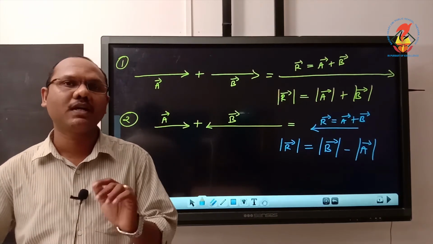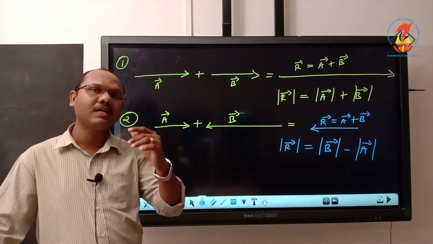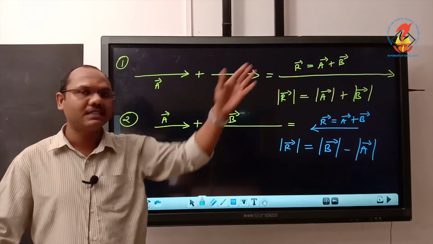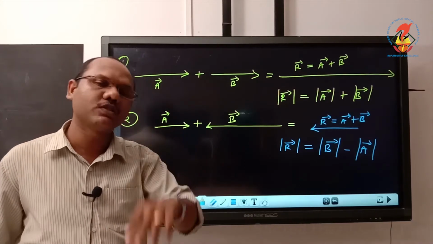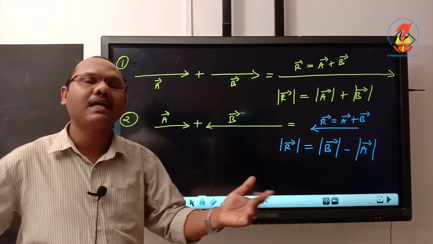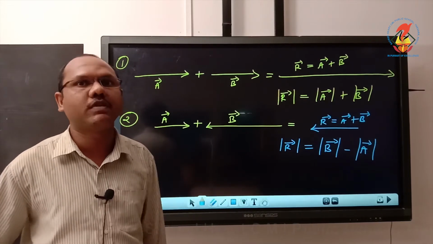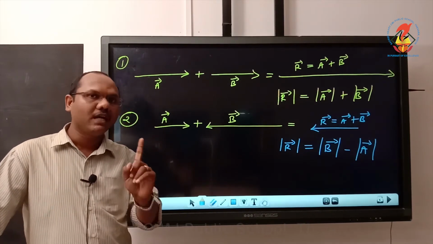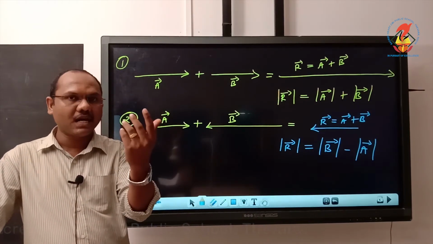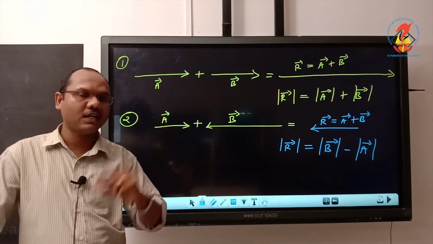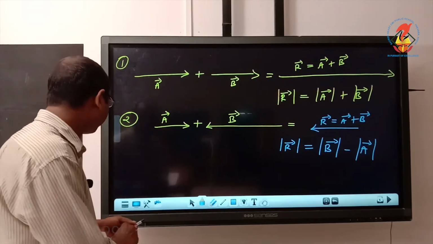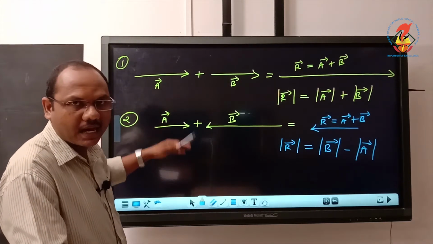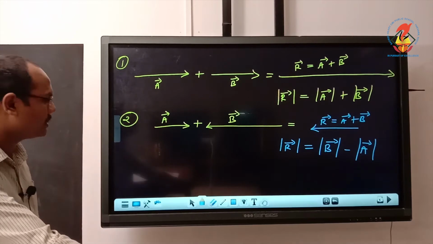Now comes the most important thing. What will happen if two vectors are in different directions? Say for example, a car is moving towards east, another car is moving towards north. Then how will I take the resultant? Can I add both of them? Obviously not. So how will I do vector addition if two vectors are in different directions? Okay, let us see. So two cases are there. You can write these two cases, and then we are moving on to the third case.